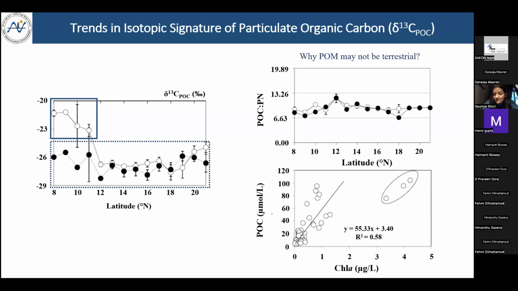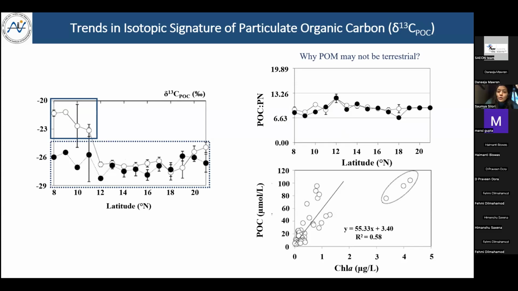And then if we look at particulate organic carbon and chlorophyll concentration, there seems to be a significant positive correlation between these two parameters, which again tells us that POC seems to be produced in the same way that chlorophyll is being produced by marine phytoplankton. So there seems to be a different reason, other than terrestrial organic matter, for the low values that we see in our system.